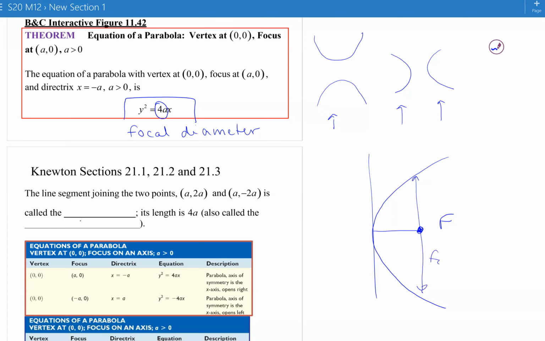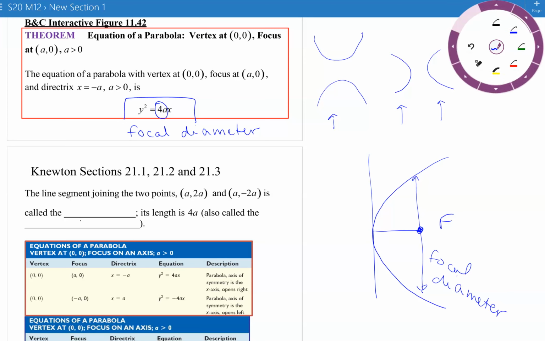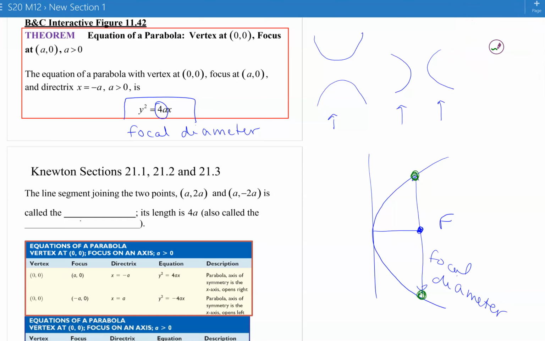This distance is the focal diameter. How far across is the parabola if I'm at the focus? So this line segment joining these 2 points is called the latus rectum.